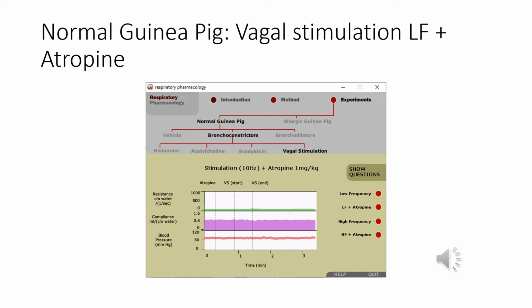The administration of atropine prior to the low and high frequency stimulation reduces the effect of vagal stimulation towards the parameters observed.